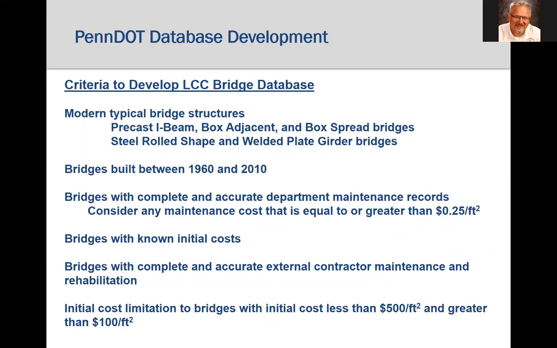Each bridge that was used in the database had to have complete records for initial costs and date built, and accurate dates and costs for any type of department or contractor maintenance. And since the study was looking for typical bridges, it removed any bridges that had exceedingly high or low initial costs. And all the costs that were used in the life cycle cost study were those recorded in PennDOT references.